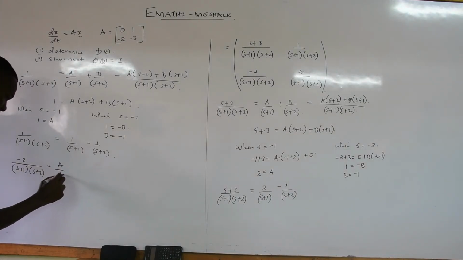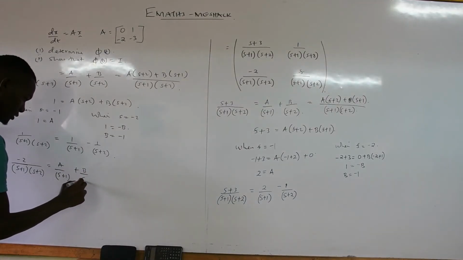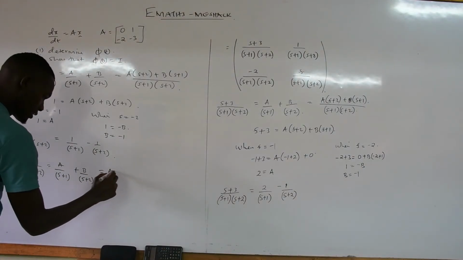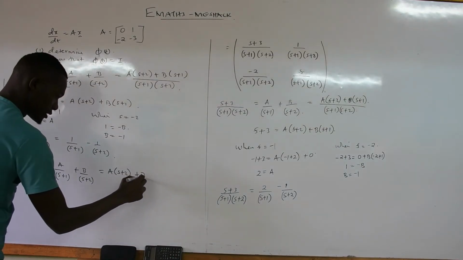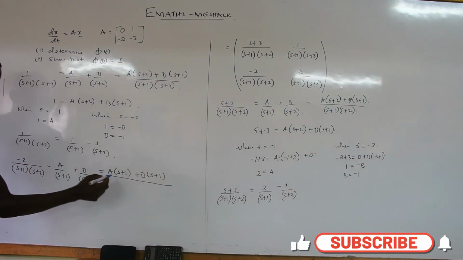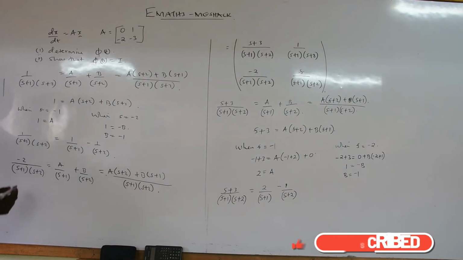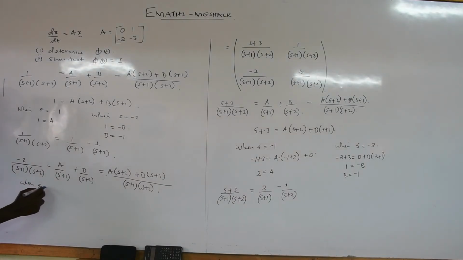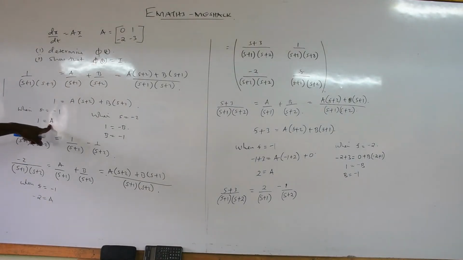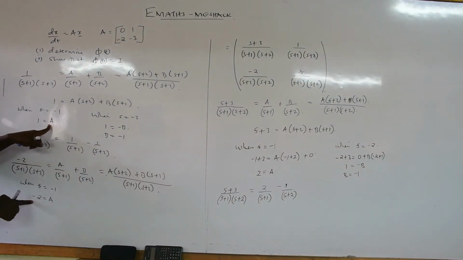A over s plus 1 plus b over s plus 2 equals a(s plus 2) plus b(s plus 1), all over (s plus 1)(s plus 2). Now again I just come here directly. When s equals negative 1, on the right hand side I don't have an s, so I'll have negative 2 equals, the right hand side is always a. So therefore my a is negative 2.